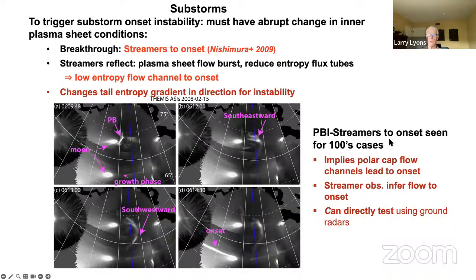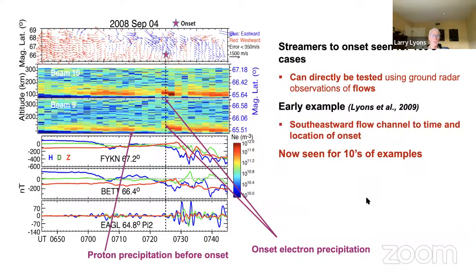and implies that the polar cap flow channels, starting from the polar cap, lead to the onset. The streamers allow us to infer the flow to onset, but we can really directly test this using ground radars, which we've done for tens of events. And this is just a fun early example with the Poker Flat radar.